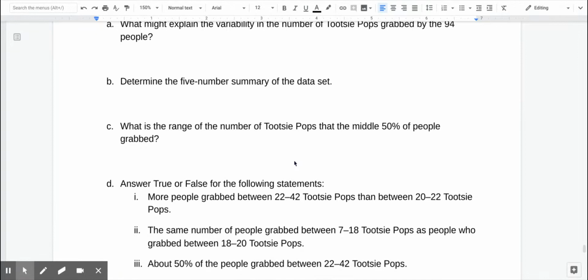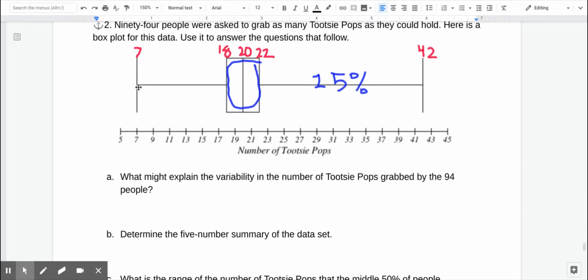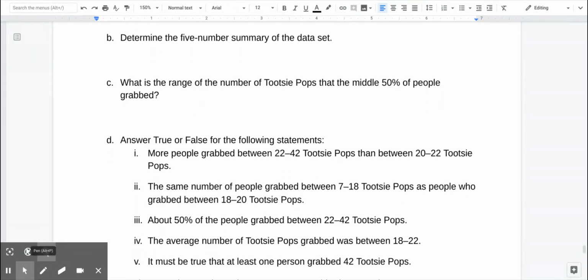The same number of people grabbed between 7 and 18 Tootsie Pops as people who grabbed between 18 and 20 Tootsie Pops. 7 and 18, that's 25% of the data points, and 18 to 20 is 25% of the data points. So yes, that's true. Let's mark these on here. So this one was false because they're the same amount. And II was true because they are the same amount.